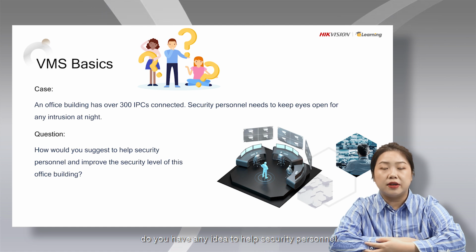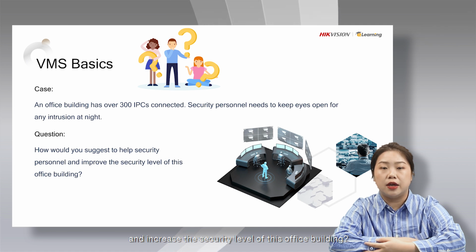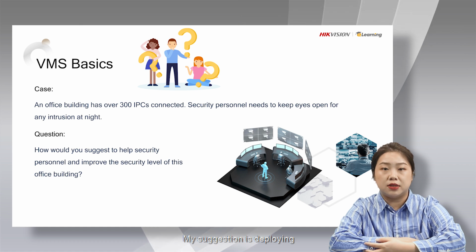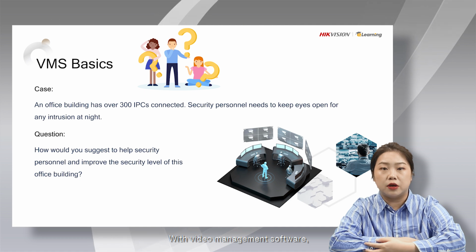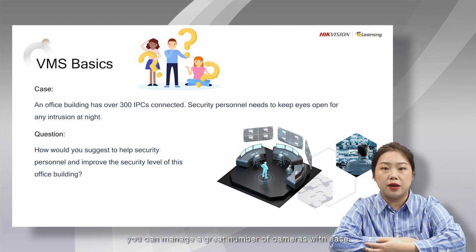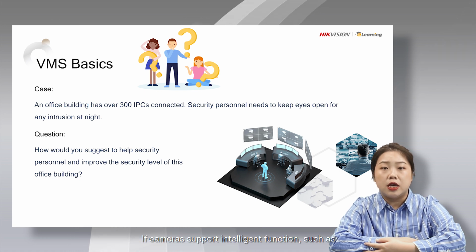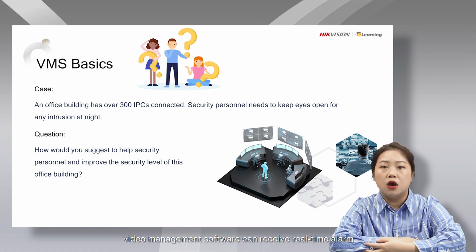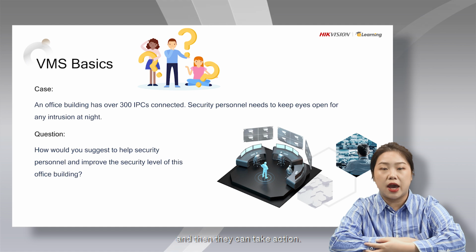Therefore, do you have any idea to help security personnel to improve the work efficiency and increase the security level of this office building? My suggestion is deploying video management software. With video management software, you can manage a great number of cameras with ease. Monitor multiple cameras in one view. If cameras support intelligent functions such as intrusion detection, video management software can send real-time alarms to security personnel, and then they can take action.